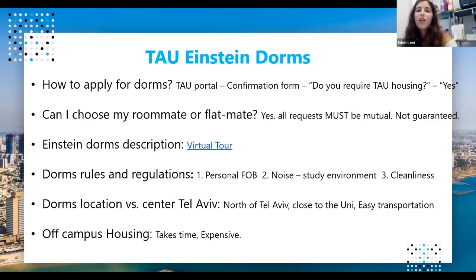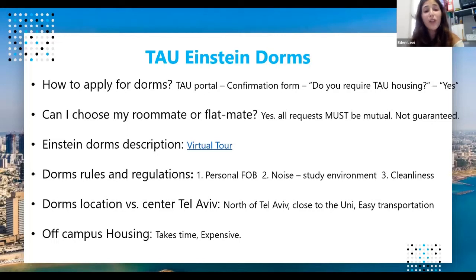Okay, so let's talk about the locations of the dorms. The dorms are a minute away from the university. There's a supermarket, a mall, a nice bar, a sports center, and a few restaurants next to the dorms. With that being said, the university and the dorms are in the north part of Tel Aviv. It takes 10 minutes in a taxi or 20 minutes in public transportation to get to the center of Tel Aviv, so keep that in mind.